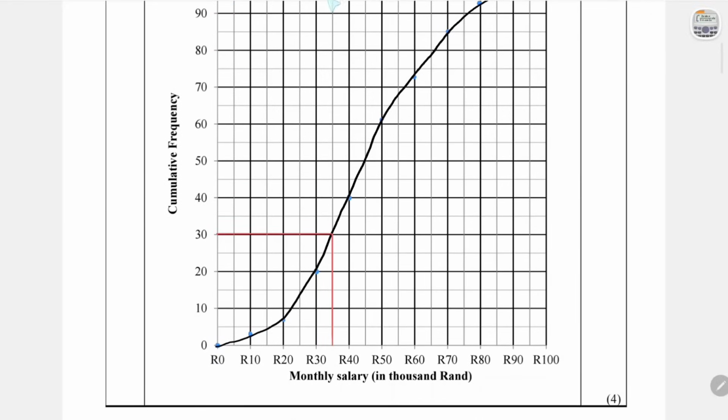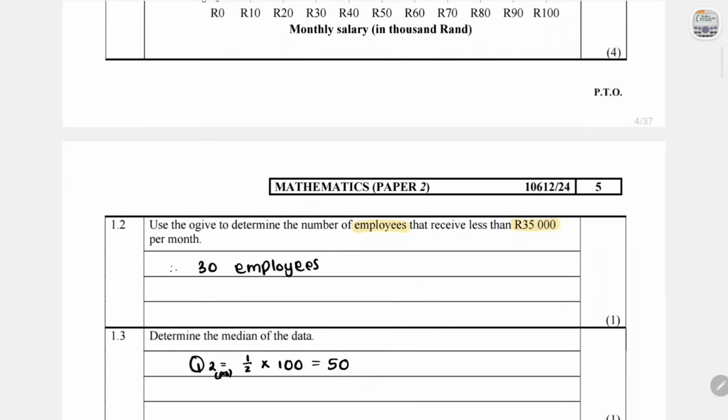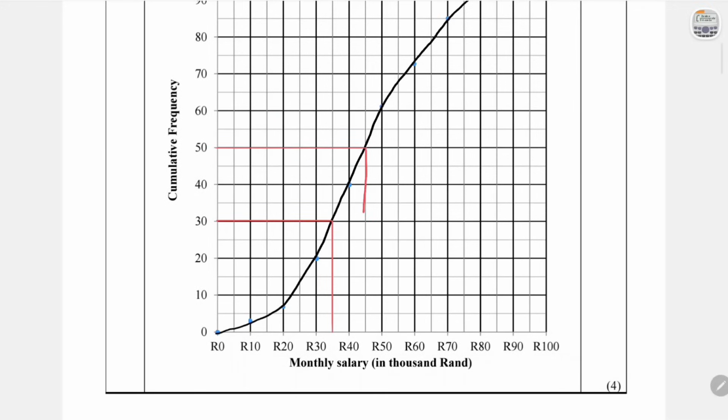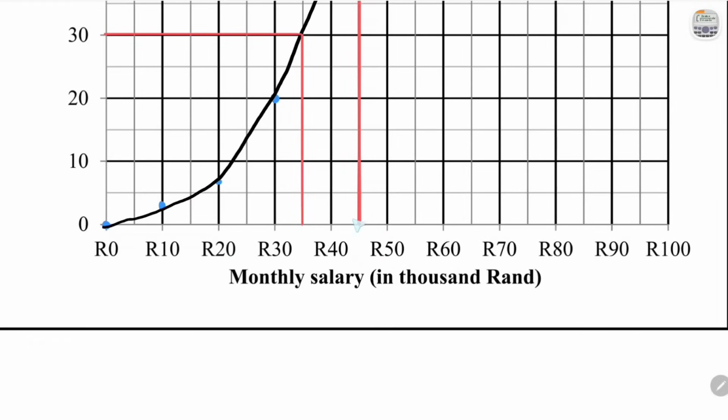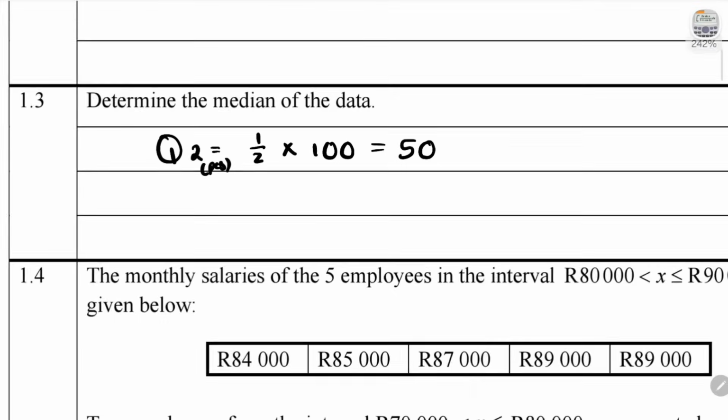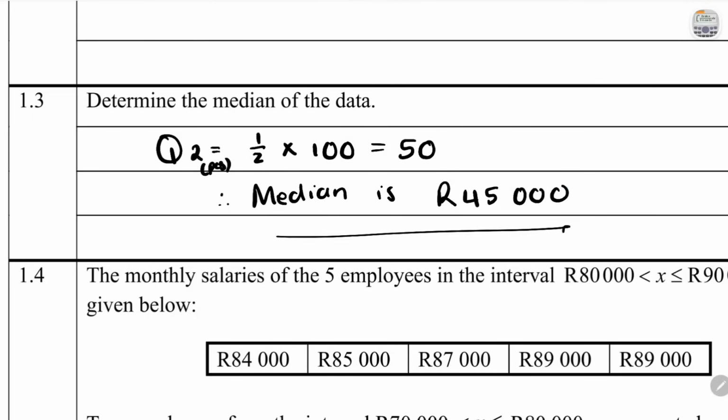So we'll go to the ogive, and in the cumulative frequency, because we said half times 100, the total frequency. So we're going here, I'm going to 50 until we hit the ogive, and you see we hit about there. And when we go down, this is about 45,000. It's in between 40,000 and 50,000 rand. So we can finally conclude that the median is 45,000 rands. And that is our answer.